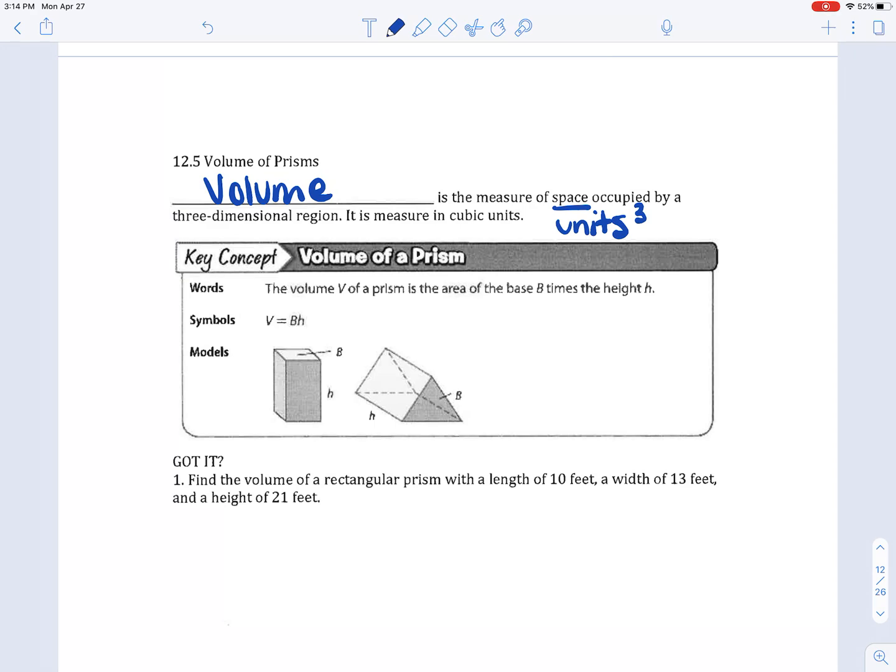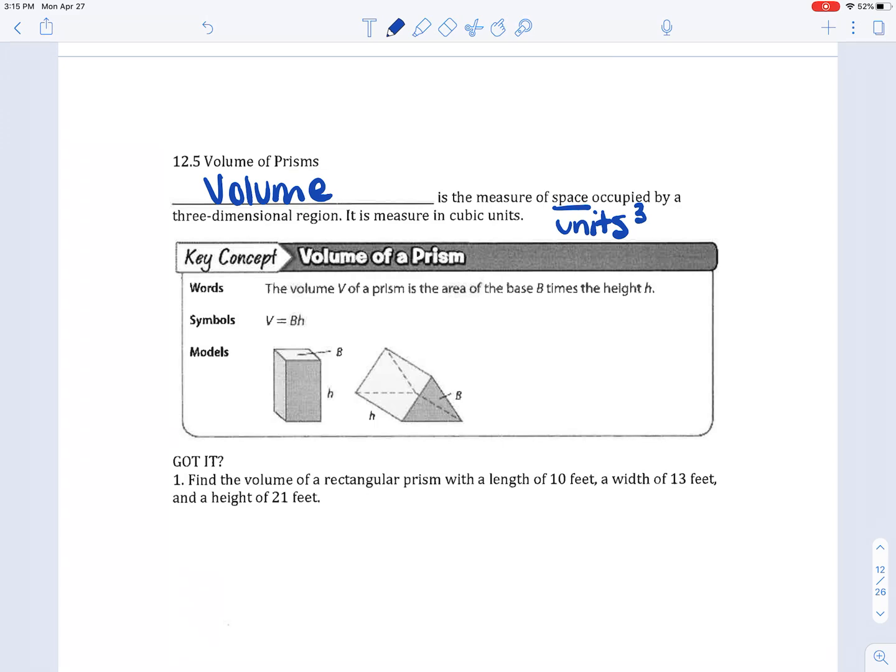We talked about how three-dimensional figures have three dimensions: length, width, and depth. Volume is going to be that measure of the length, width, and depth. Since there's three things involved in volume, our units are going to be cubed. So first we're going to start with prisms.